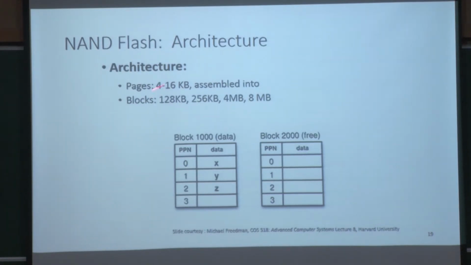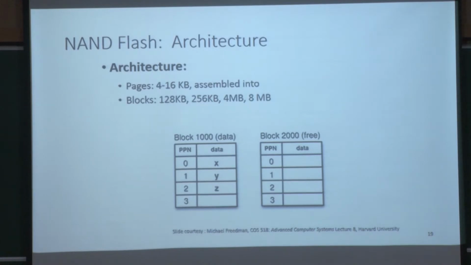So a page here is 4 to 16 kilobytes depending on what you're looking at, and as times change, these numbers change as well. Now, a collection of these pages is organized into what is known as a block, right? So a block can be anywhere from 128 KB all the way to 8 megabytes. So there are a lot of pages in a particular block. The one thing that you have to note here, or if you look at literature, is that a block could also be called an erase block.